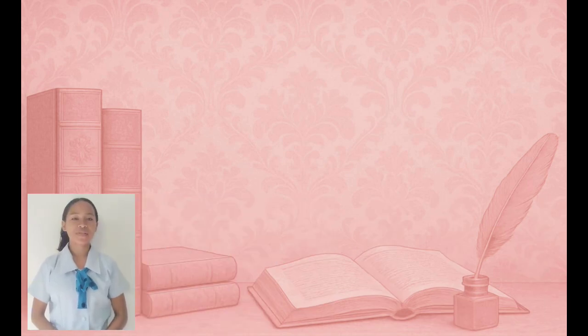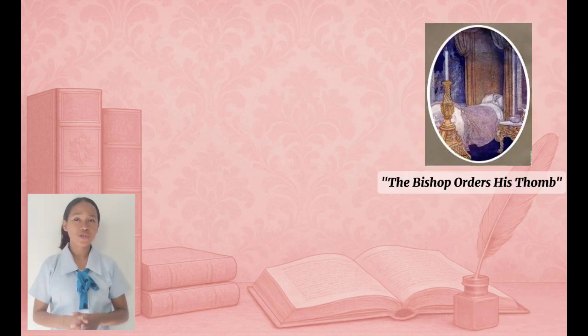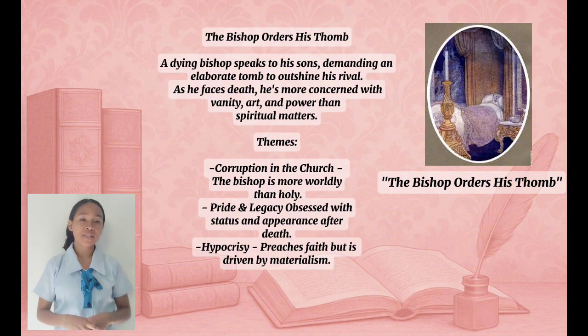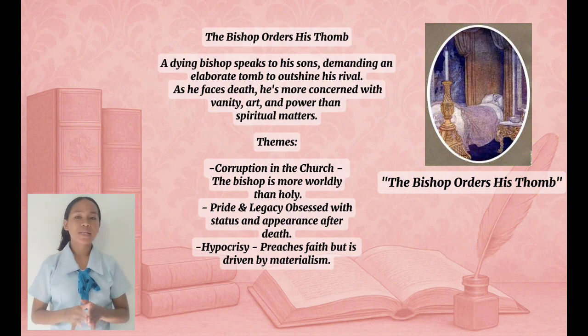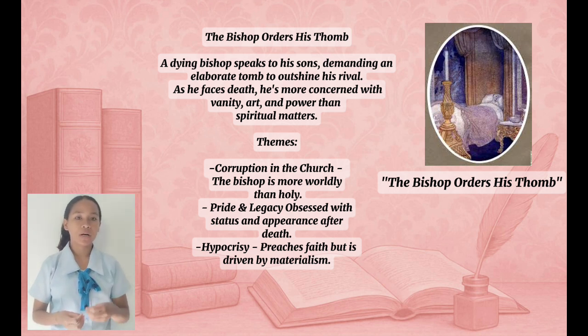So the last poem by Robert Browning is The Bishop Orders His Tomb at St. Praxed's Church. The short summary is that a dying bishop speaks to his sons about building a grand tomb for him. He talks more about riches, status, and outdoing others than about faith or heaven. Therefore, the poem shows how even religious leaders can be selfish and materialistic. The bishop's words reveal his vanity and desire for earthly glory, not spiritual peace.